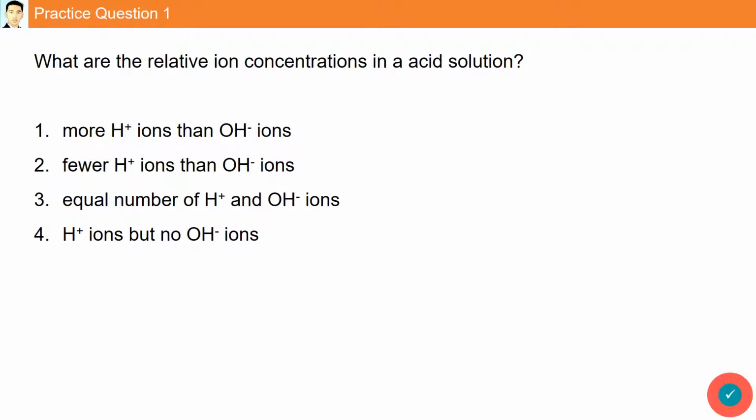Practice question 1. What are the relative ion concentrations in an acid solution? More hydrogen ions than hydroxide ions. An acid solution contains more hydrogen ions or hydronium ions than hydroxide ions. A neutral solution will have an equal number of hydrogen and hydroxide ions.